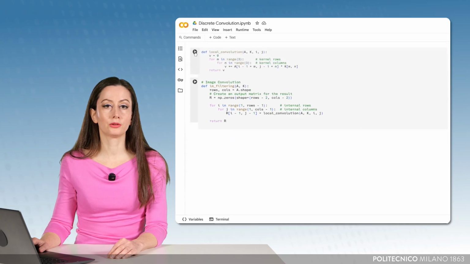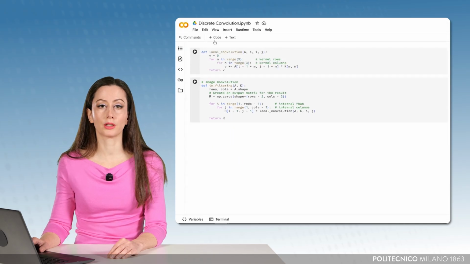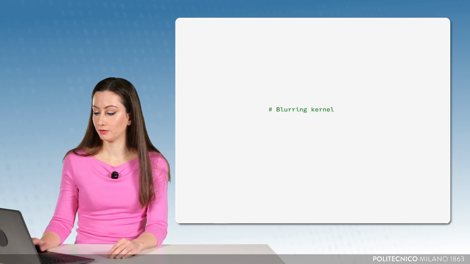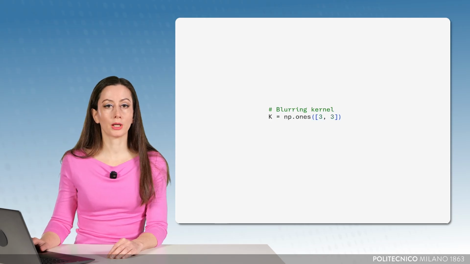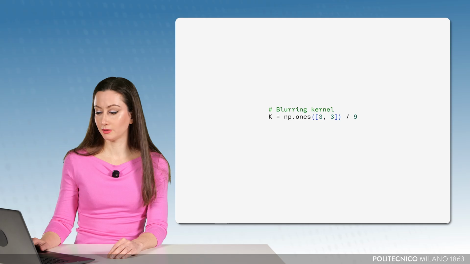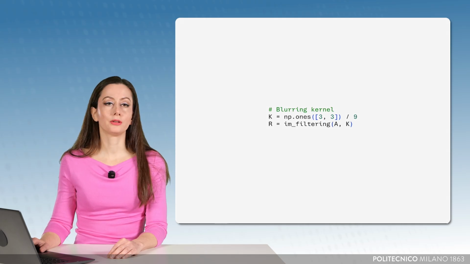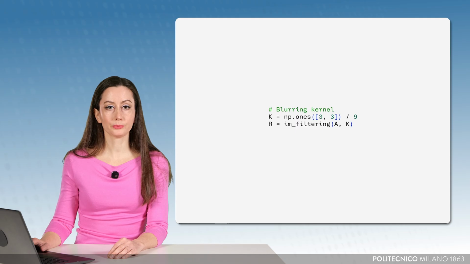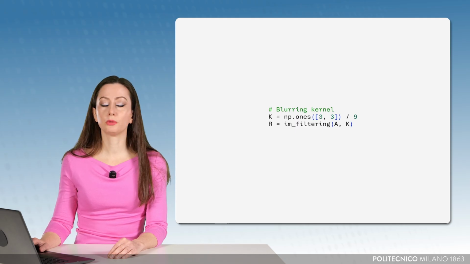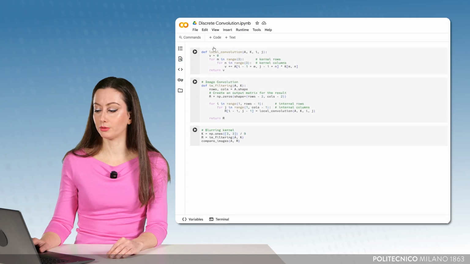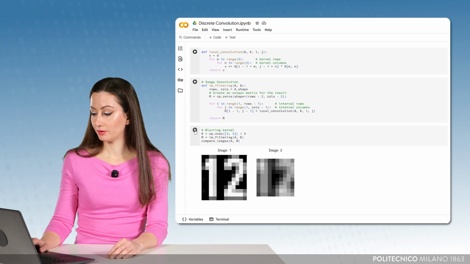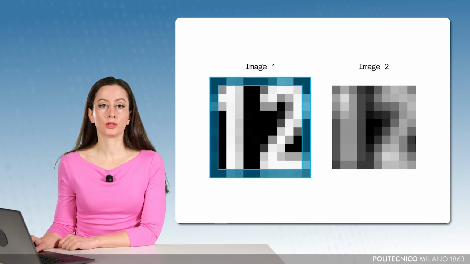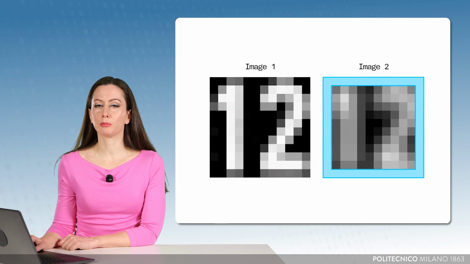And we are almost ready to use this function, but first we need to declare a blurring kernel. We can create a 3 by 3 matrix of 1s and divide it by 9. And now we call the function imFiltering to compute the filtered image. Finally, we use the function compare images to visualize the original and the blurred image. As you can see, the image has been blurred, but it also became a bit smaller.